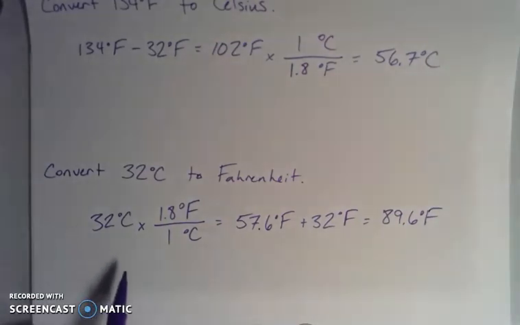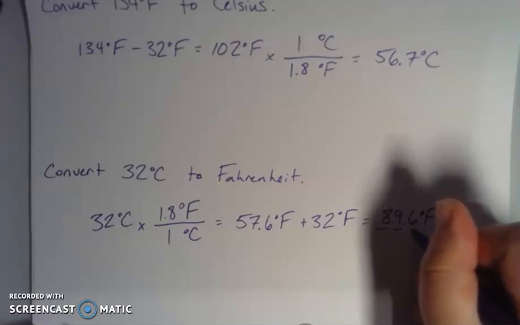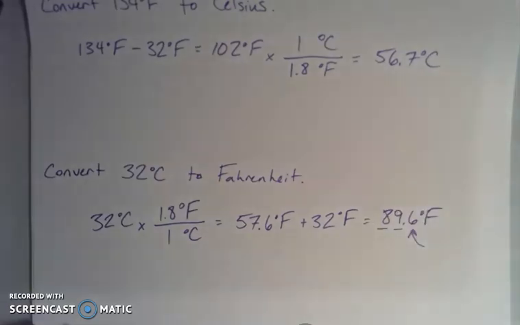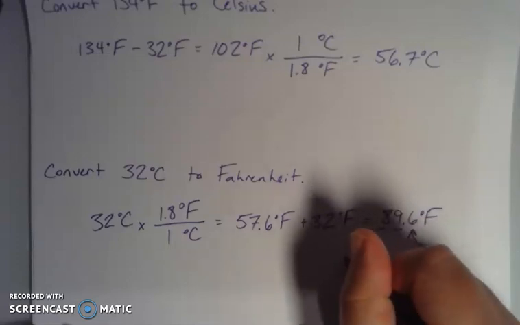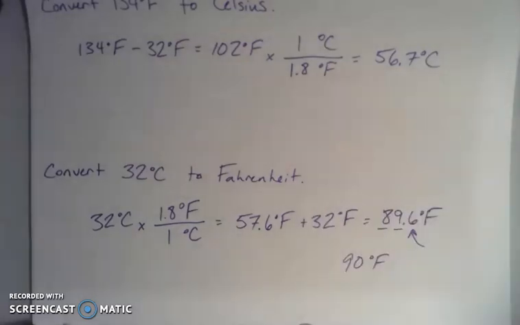And now to round that to 2 significant figures, that's 1, 2 that are significant. I look to this 0.6 to round up or down. It's greater than 5, so I'm going to round up. So when I round up, it's 90 degrees Fahrenheit.